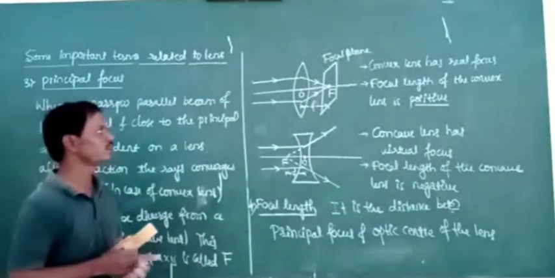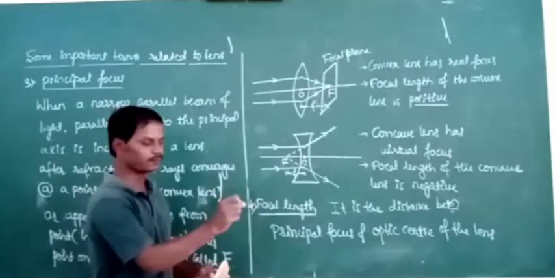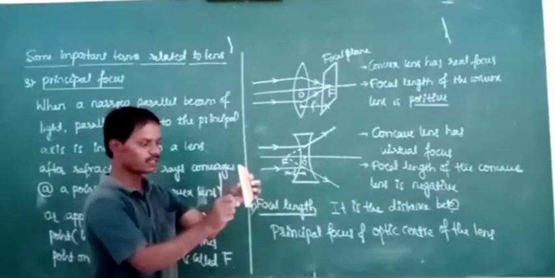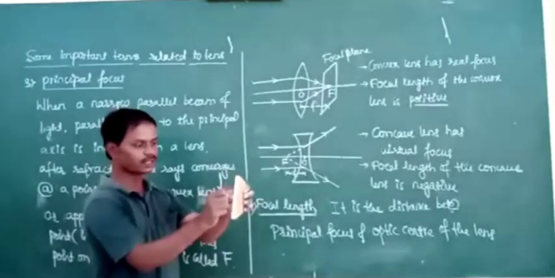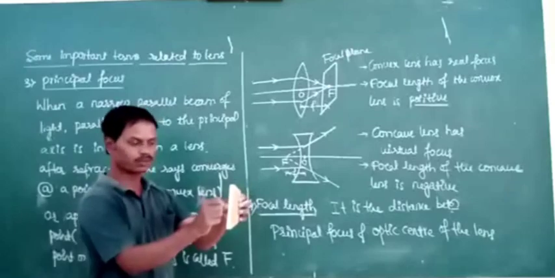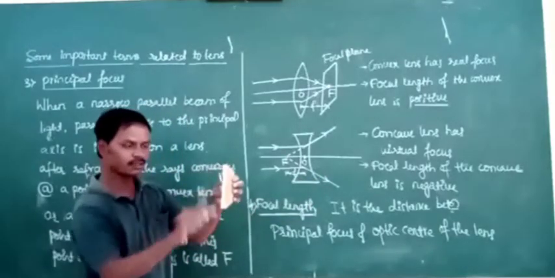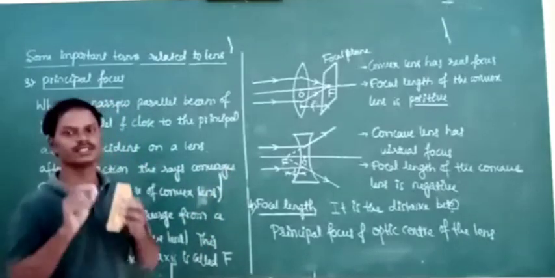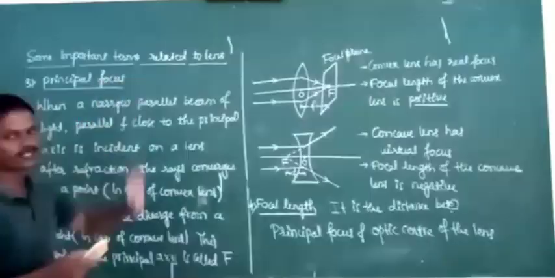Now, let us assume this is a point. It is a principal focus. I will pass the plane. How is this plane passed here? This plane is passed through the principal focus and perpendicular to the principal axis. This plane is called focal plane. These are some very important terms related to the lens.